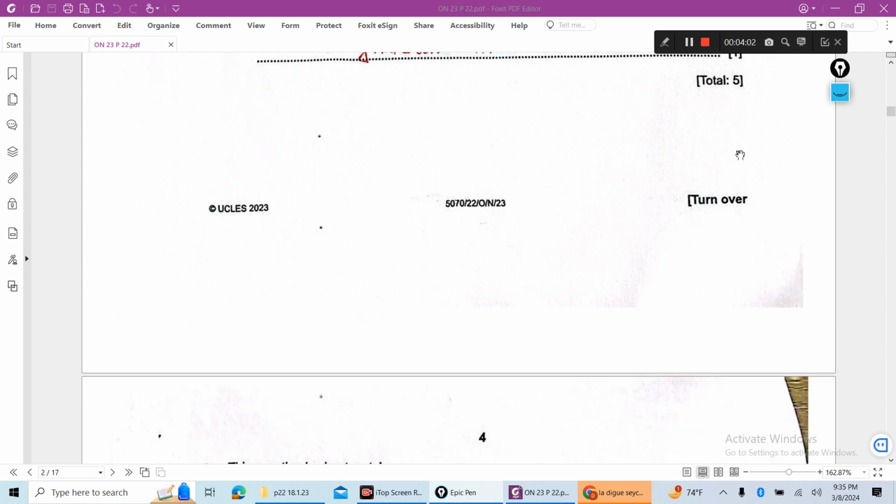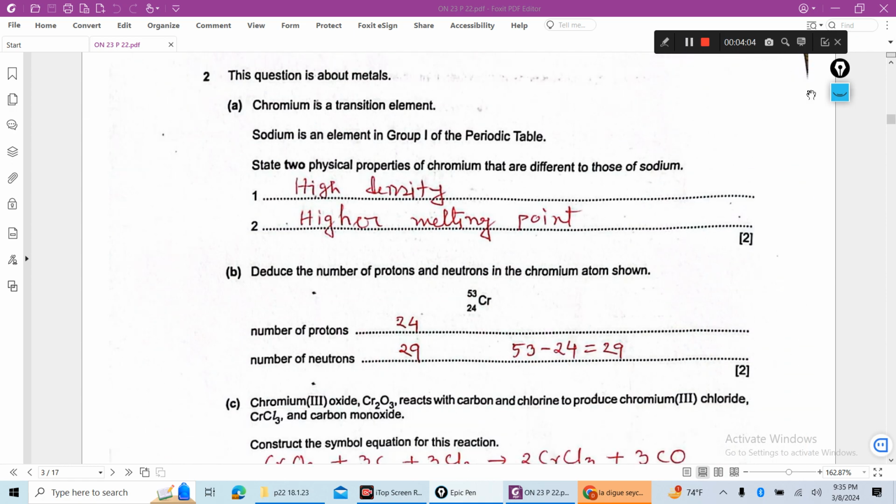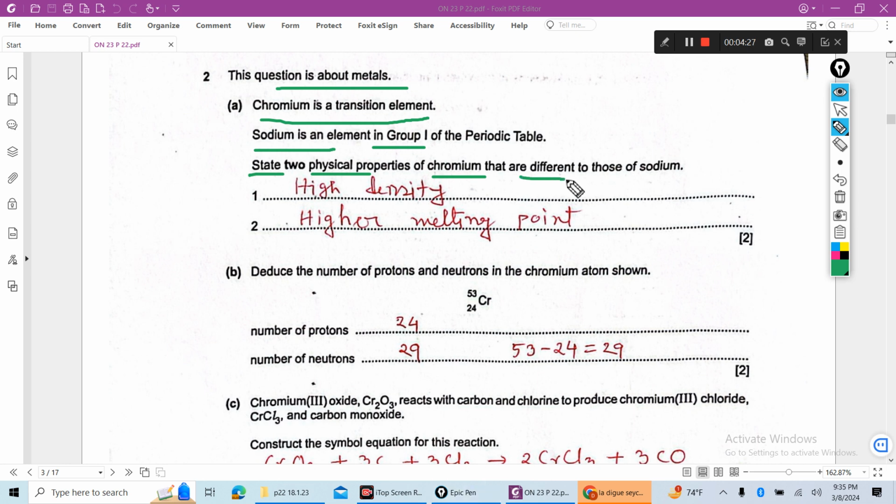Now next, number 2. This question is about metals. Chromium is a transition element, sodium is an element in group 1. State 2 physical properties of chromium that are different to those of sodium.